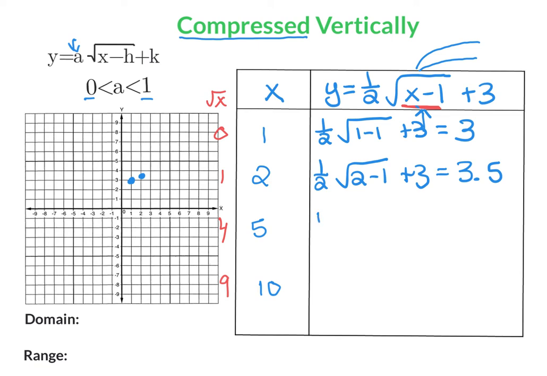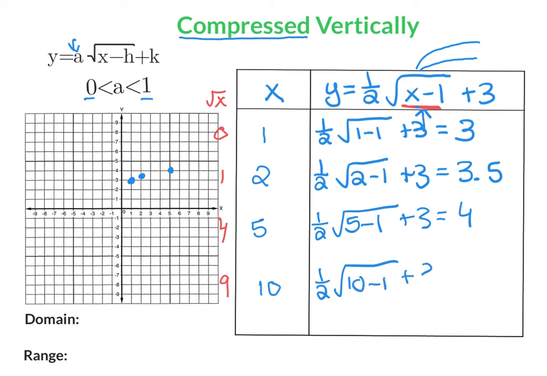All right, let's keep going. 1/2 square root of 5 minus 1 plus 3. 5 minus 1 is 4. Square root of 4 is 2. Half of 2 is 1 plus 3 is 4. So over 5 up 4. Then the last one, 1/2 times the square root of 10 minus 1 plus 3. 10 minus 1 is 9. The square root of 9 is 3. Half of 3 is 1.5 plus 3 is 4.5. So go over 10 up 4.5.